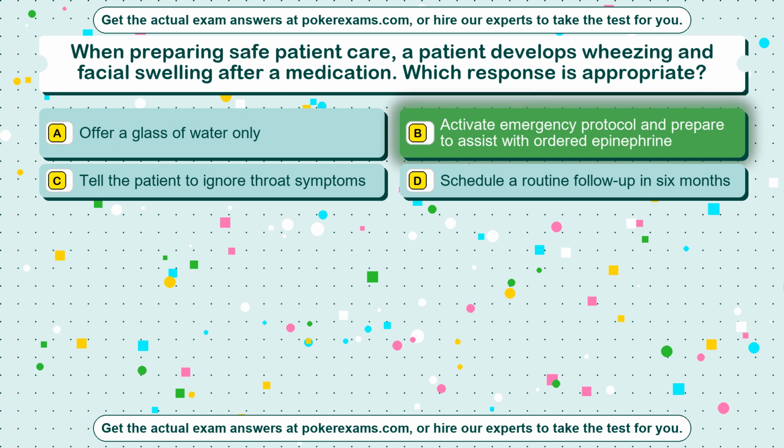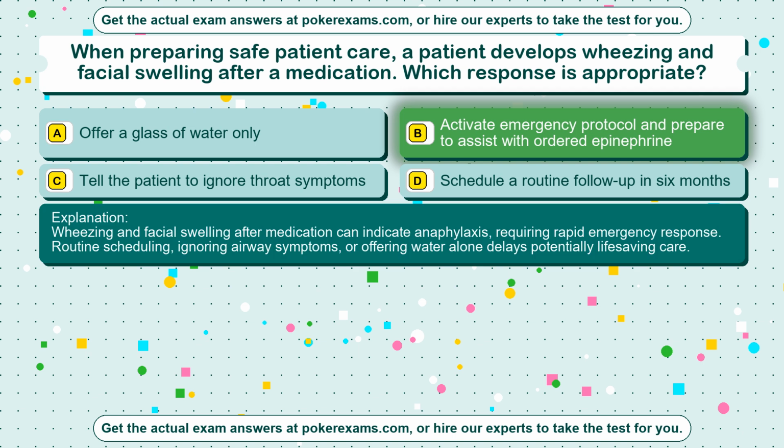The correct answer is option B, activate emergency protocol and prepare to assist with ordered epinephrine. Wheezing and facial swelling after medication can indicate anaphylaxis, requiring rapid emergency response. Routine scheduling, ignoring airway symptoms, or offering water alone delays potentially life-saving care.